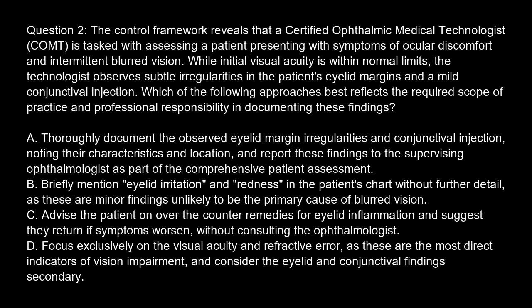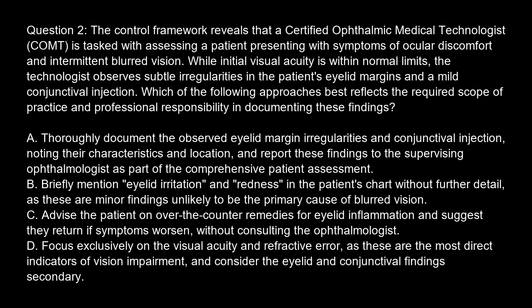these findings? Option A. Thoroughly document the observed eyelid margin irregularities and conjunctival injection, noting their characteristics and location, and report these findings to the supervising ophthalmologist as part of the comprehensive patient assessment. Option B. Briefly mention eyelid irritation and redness in the patient's chart without further detail, as these are minor findings unlikely to be the primary cause of blurred vision.